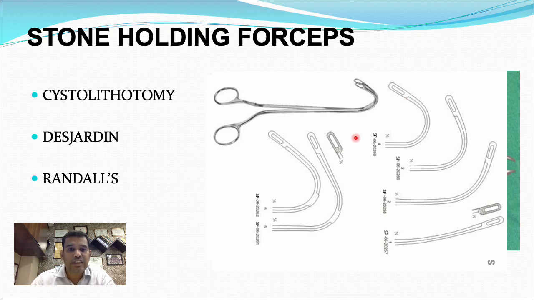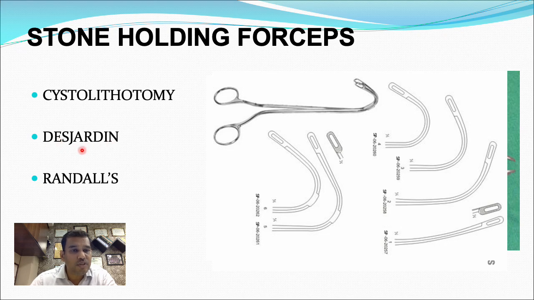They have small serrations over the tip. They do not have a cup-like feature as in the Desjardins stone holding forceps. They have a flat central fenestration with transverse serrations, and they are available in various angles. One is almost straight, this is almost 90 degrees, this is 270 degrees, and this is the finger bow. There is no ratchet. This is the blade part, and this is the joint. So what are the uses? One, cystolithotomy forceps is used to remove the stone from the urinary bladder.